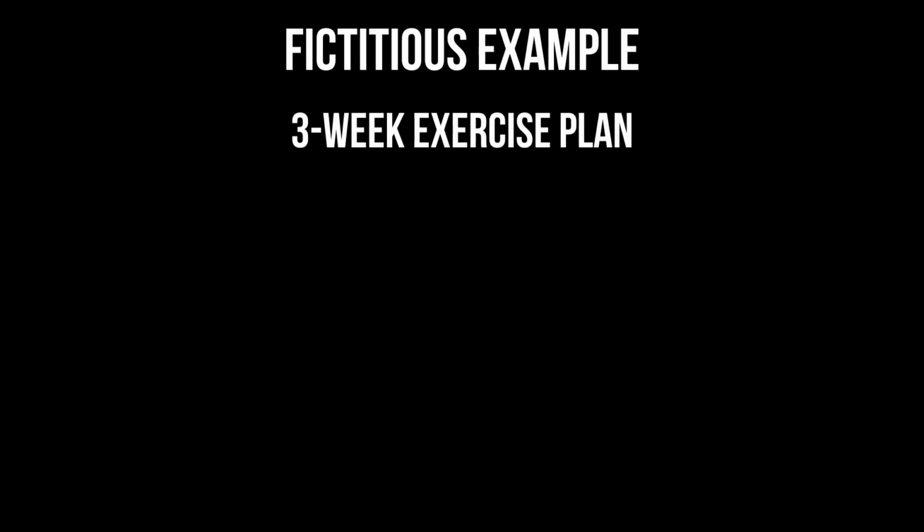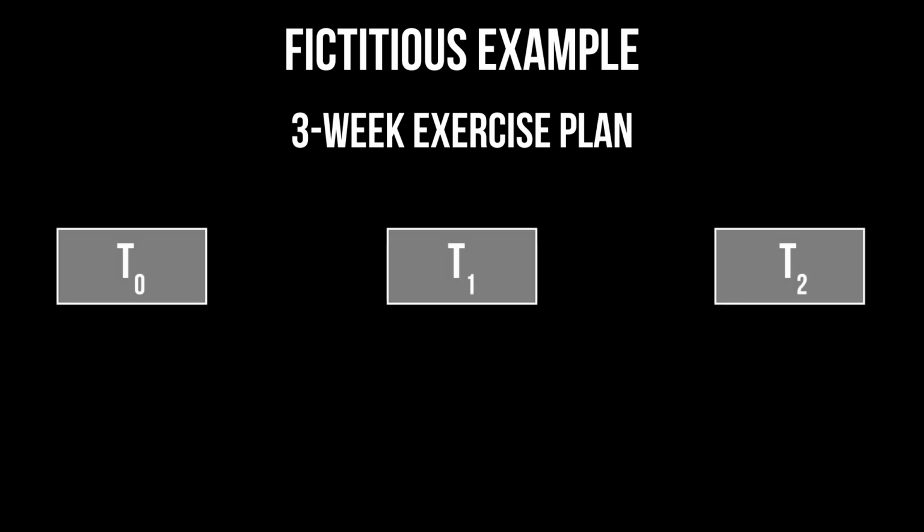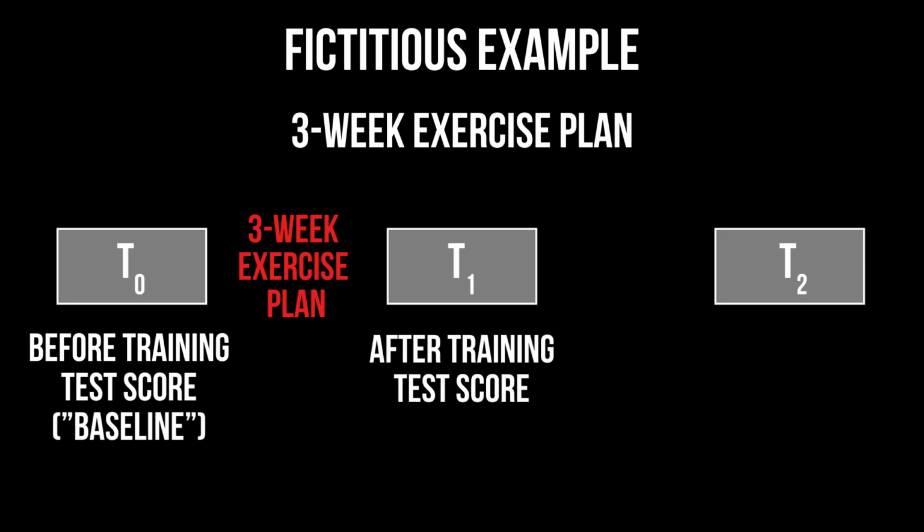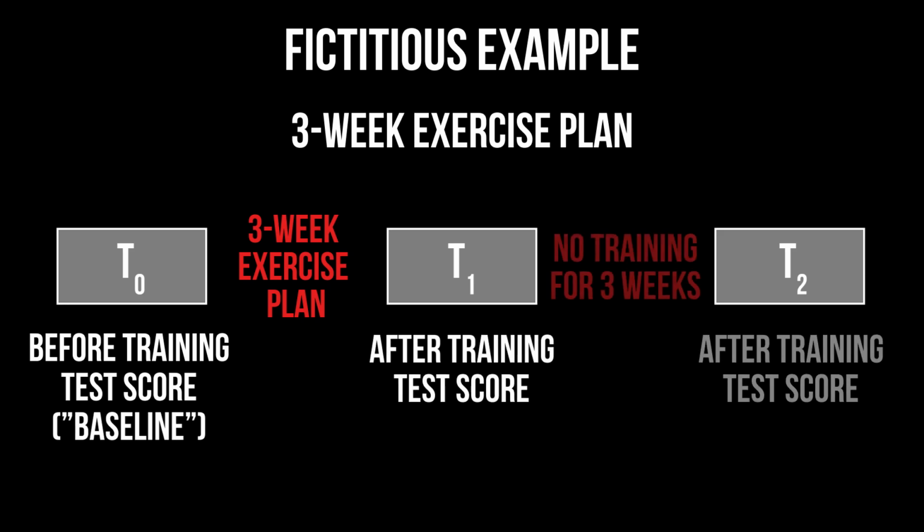For example, I want to see how good a 3-week exercise plan performs. That means before implementation, I record the physical condition in some form of a test score, which is often considered as the baseline measurement. After the conclusion of the 3-week exercise plan, the same test is performed again and a final time after 3 more weeks. I use the repeated measures one-way ANOVA to test for a difference in the average test score over time.